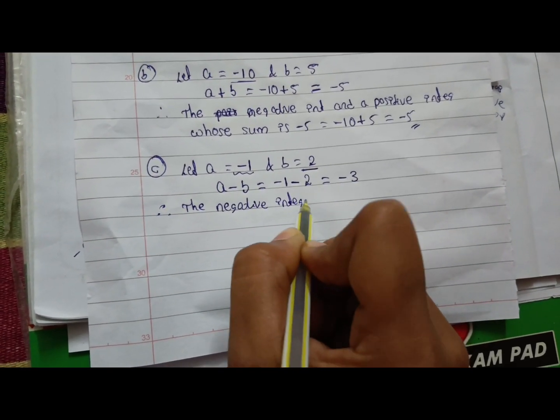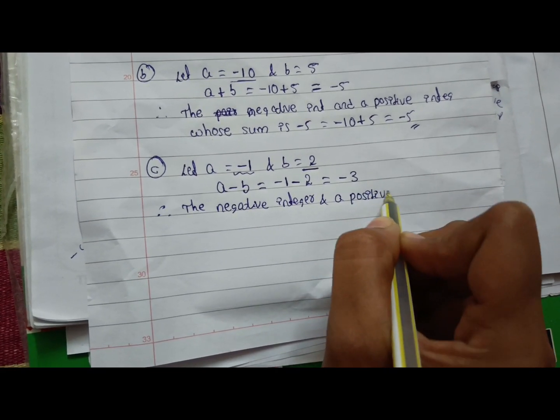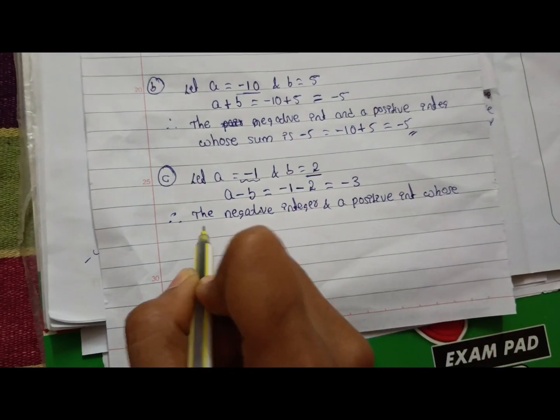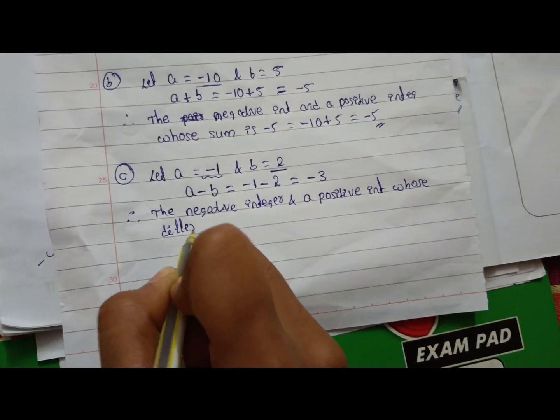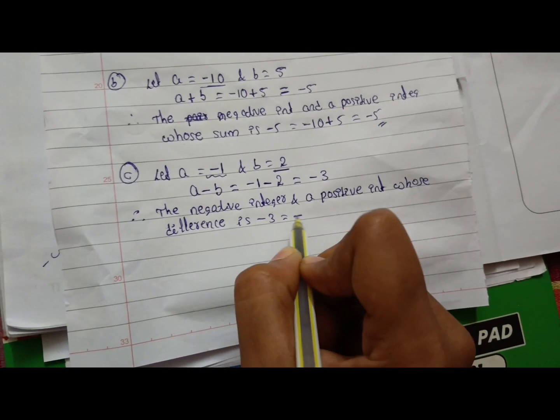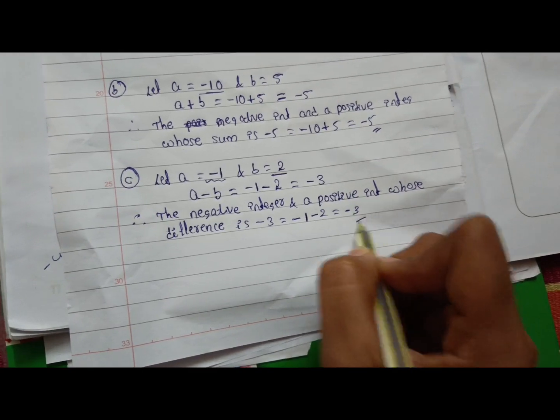Therefore, the negative integer and a positive integer whose difference is -3 is -1 minus 2, which is equal to -3. That's it.